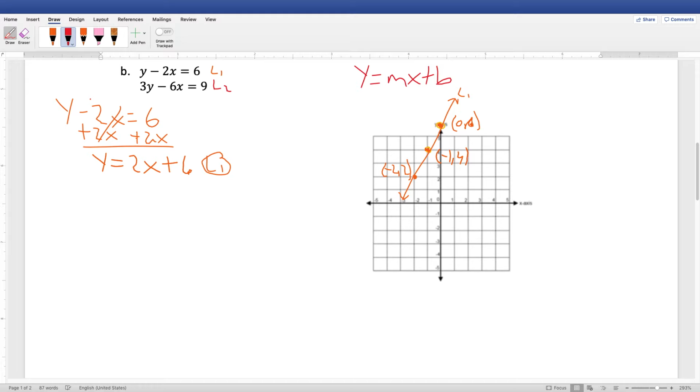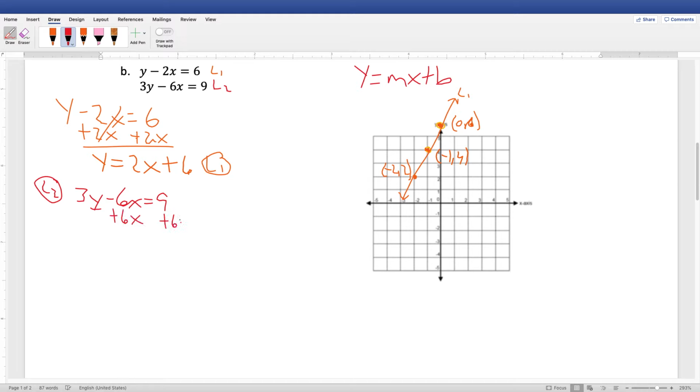So in line L2, we have 3y minus 6x is equal to 9. And I want to isolate that y. I want to get it by itself. So I'm going to add 6x to both sides.